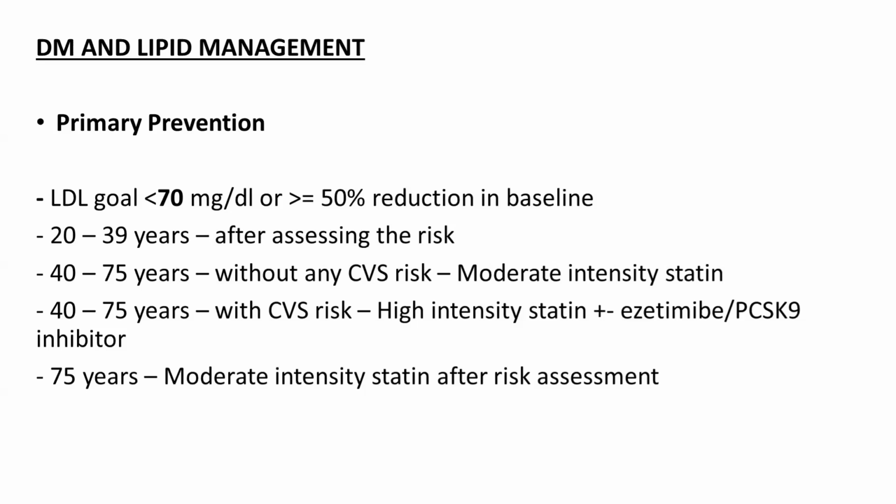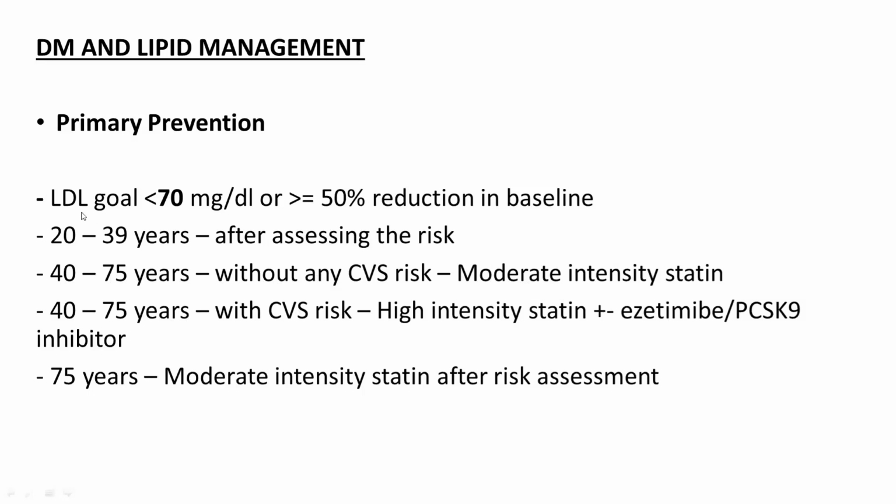That means MI, a cerebrovascular accident, or PVD. If the patient has not had that kind of event, he goes under the primary prevention category. In that population, we should have the LDL goal of less than 70, or a 50% reduction from baseline. In that category, patients between the ages of 40 to 75 years, we need to add a moderate intensity statin. If that category doesn't have any other risk factors, we start them with a moderate intensity statin. But if the same population, age 40 to 75, has an additional risk factor, then we need to convert it into a high intensity statin or add ezetimibe, depending on the condition.